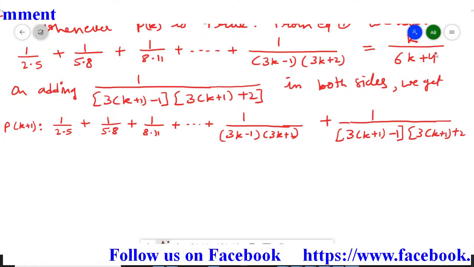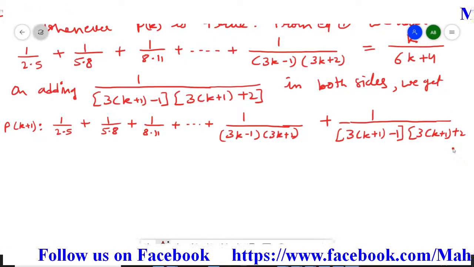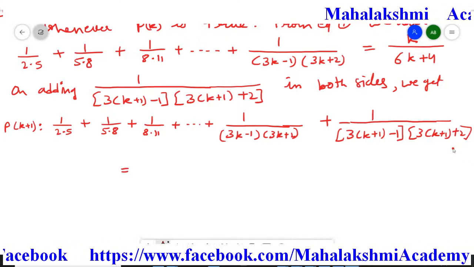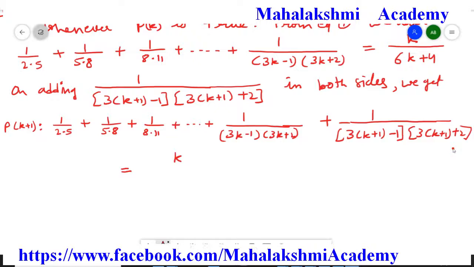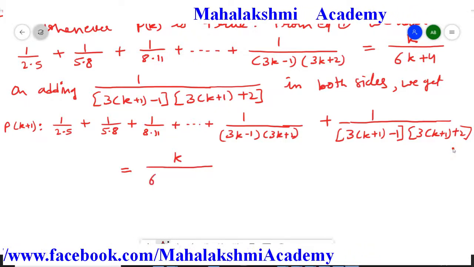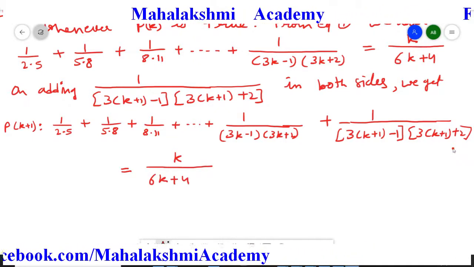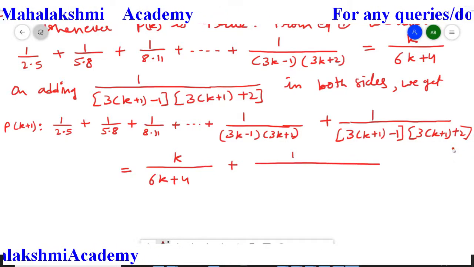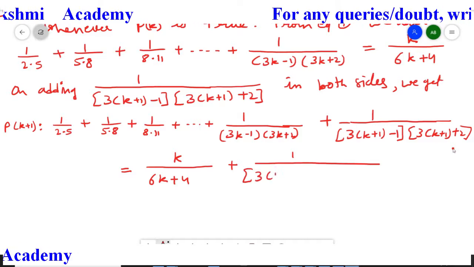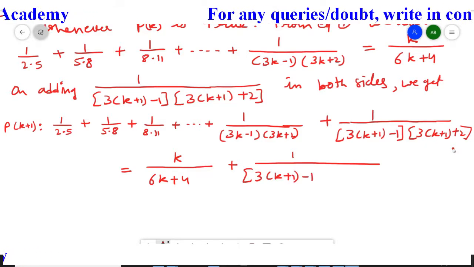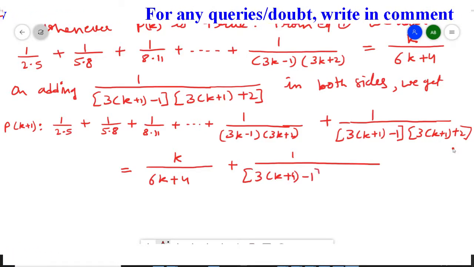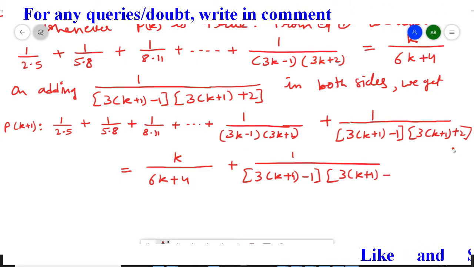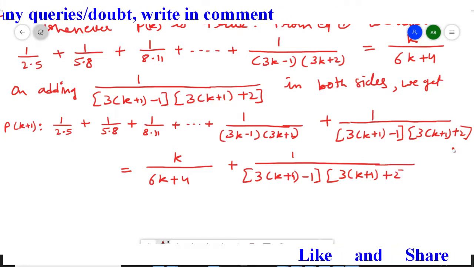Now in right side also we have to add the same term. So that will give us after equal to k divided by 6k plus 4 as it is, and in right side also we'll add this. So it's going to be 3 bracket k plus 1 minus 1, and in big bracket again 3k plus 1 plus 2 big bracket close.